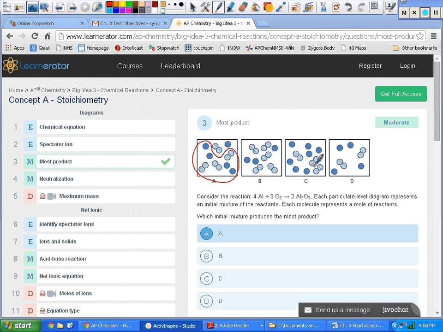4 aluminums and 3 oxygens. Notice what you have left right here. Do you agree that you kind of have partial of a product? But over here, you have no oxygens left to even try to make a reaction. So does that kind of make a little bit more sense?